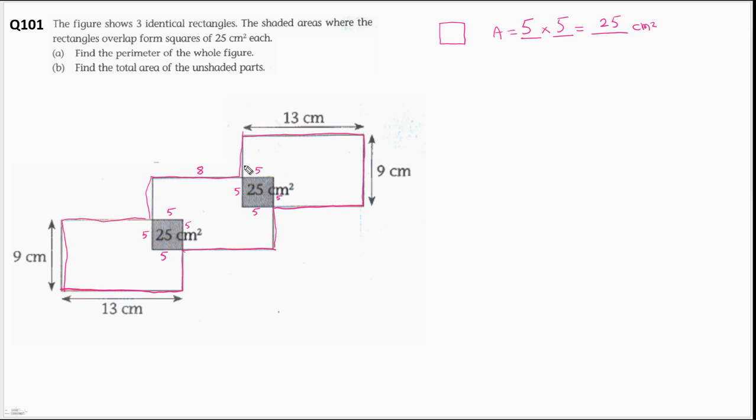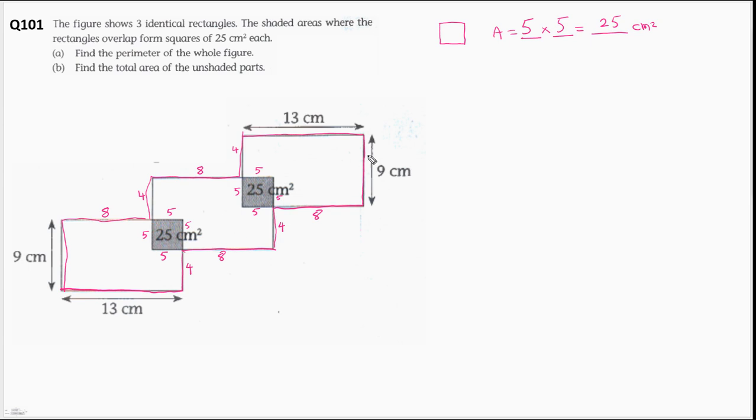This isn't part of this line. So we want 9, take away 5. What's left? We've got 4. Okay, so this side is 4. This is 8. And look, we've got the same thing happening here. So this is 4 and this is 8. All right. And then we've got the 9 and the 13 again. And again, we've got that same situation. This is 5. This total is 9. So again, we've got 4 and we've got 8 and we've got 4 and we've got 8.